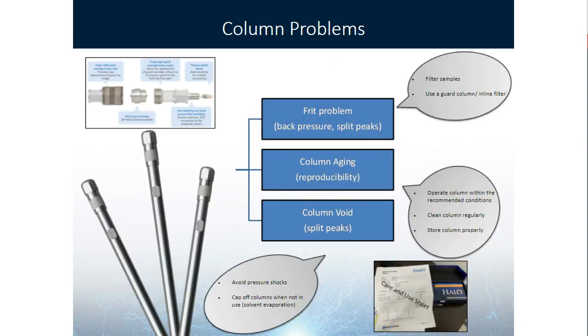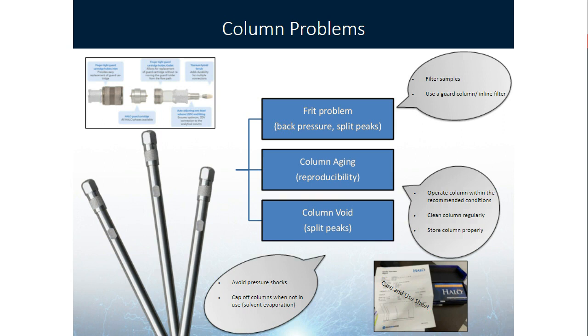So the column can also be the culprit for many different chromatographic issues. Again, these are consumables and should be changed on a regular basis. There are a lot of different issues that can go on with the column, such as the frit being blocked. This can cause an increase in your back pressure, and also give you some split peaks. One thing to do to try to avoid this is to filter your samples, especially if you're not using really highly purified standards. And the use of a guard column or an inline filter can go a long way to increase your column lifetime.